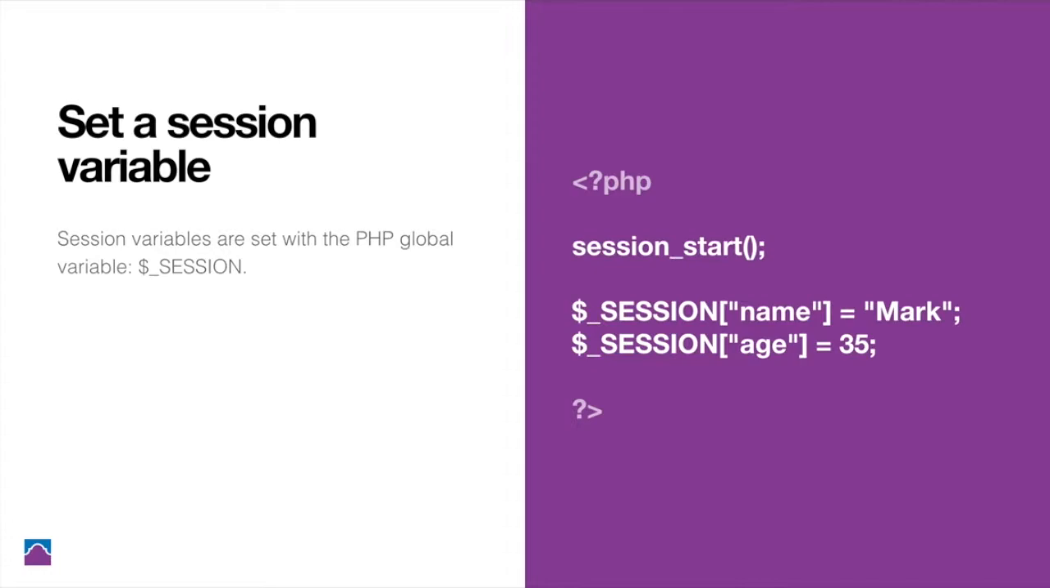To set a session variable is just like you've done with associative arrays, except we're using the super global, which is $_SESSION, and then you can state the variable name. In this case, I'm saying name, and I'm setting a value to Mark, and the next one is age equals 35. So there I'm setting a variable with a value. The value can be anything. It could be empty if you want, or null.